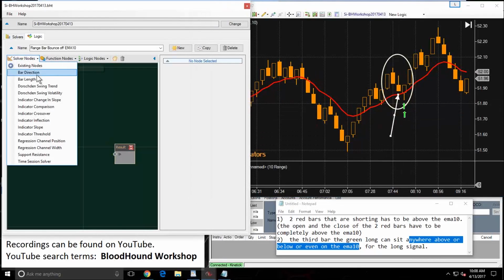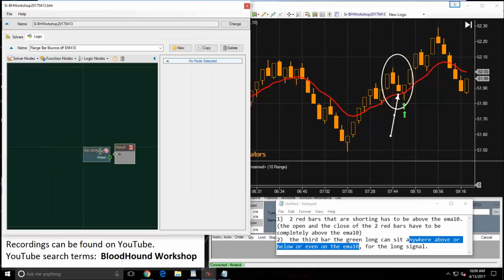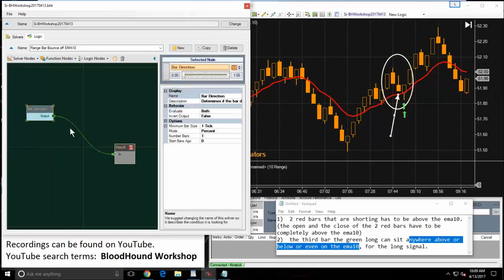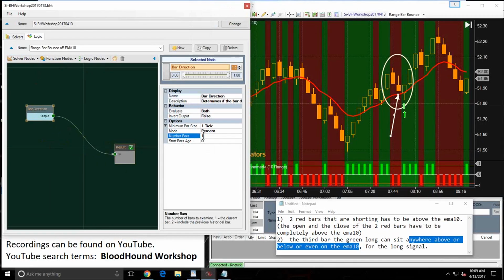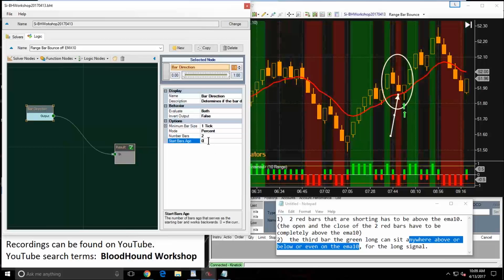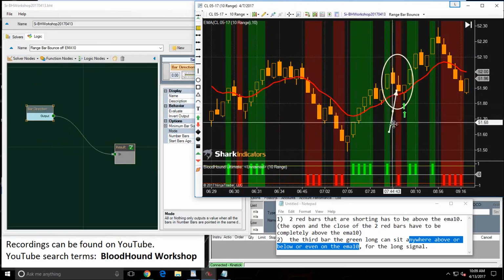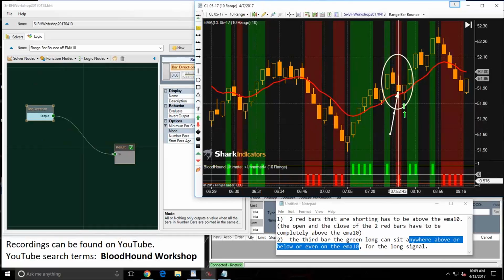I'm going to grab a bar direction solver, and for the number of bars, we're looking for 2 bars in the same direction. My mode, I'm going to take off percent. You can see percent is using fuzzy logic, kind of an analog output. So let's switch it to all or nothing. It's a little cleaner that way. We can see that on our second down bar, it's generating a short.